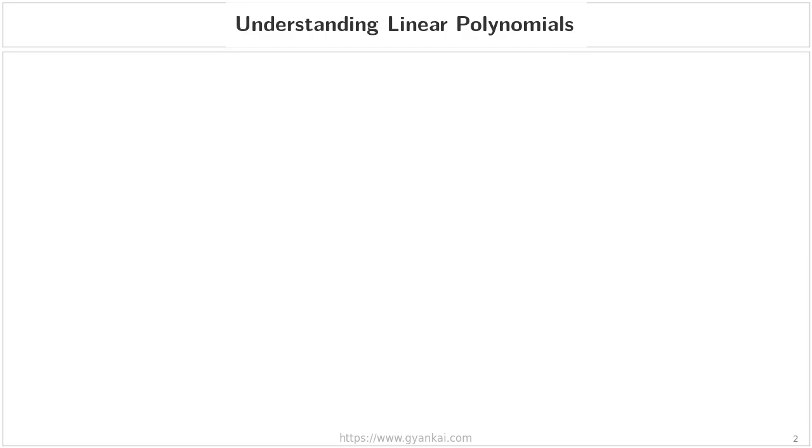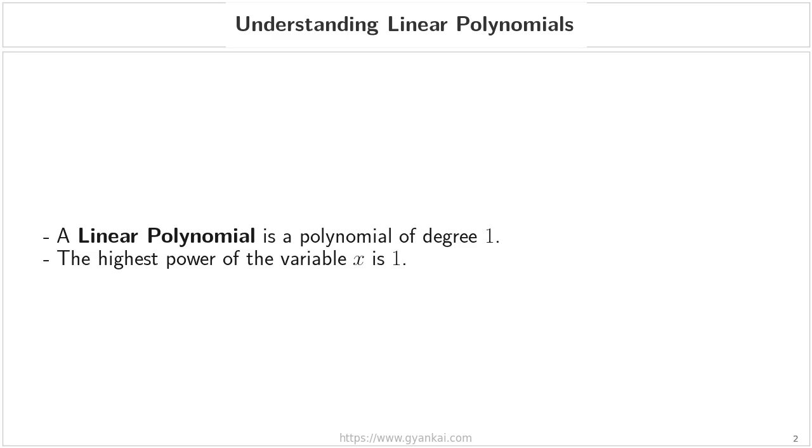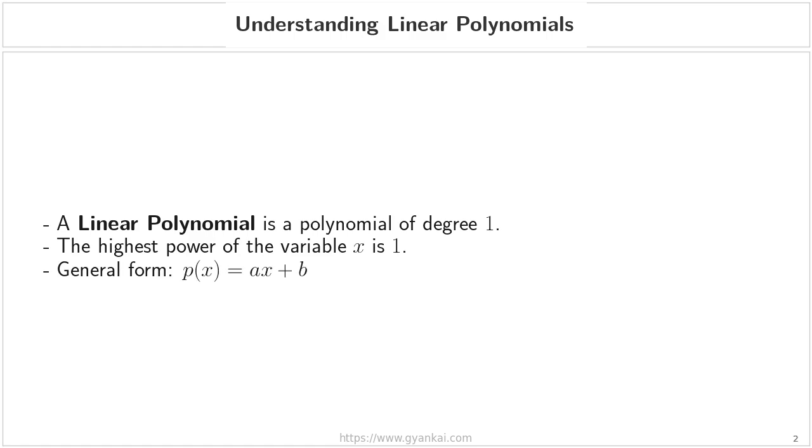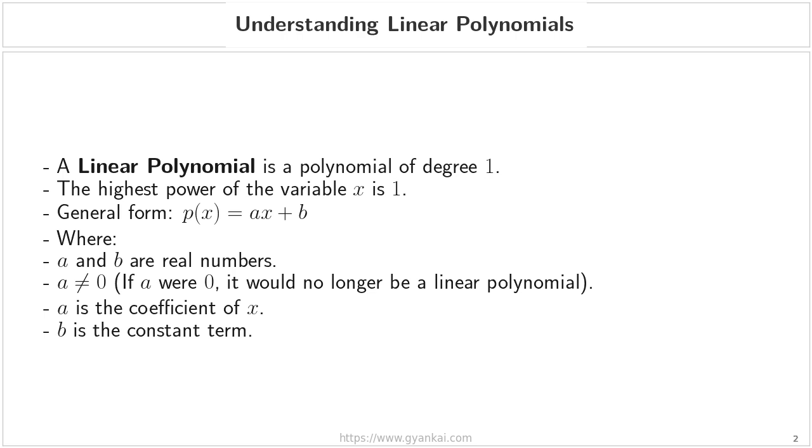Understanding linear polynomials. Now that we understand the basic definition of a zero from our introduction, let's take a closer look at the specific type of expression we are working with today, the linear polynomial. First, what makes a polynomial linear? It simply means it is a polynomial of degree 1. In simpler terms, if you look at the variable x, the highest power or exponent attached to it is exactly 1. To work with these mathematically, we use a general form, which we write as p of x equals ax plus b.